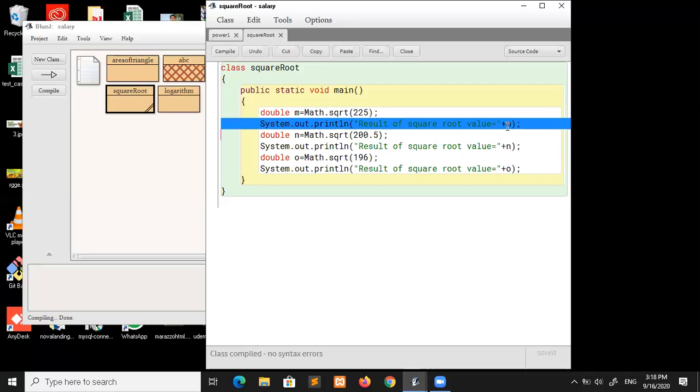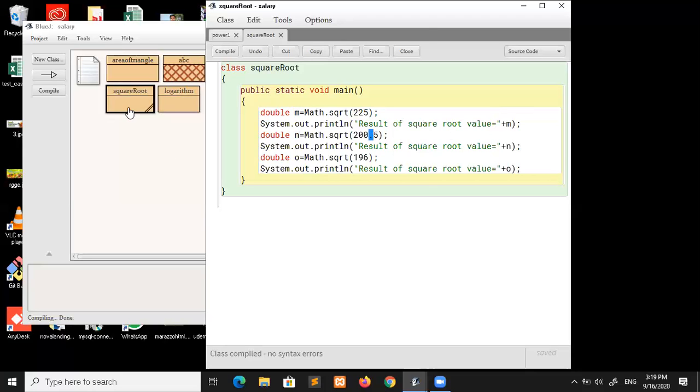Only the variable name which you are initializing at the initial one should be specified at the end, n. So over here this is 200.5, and the third case I have taken as 196. So I have shown you two positive numbers and one with a decimal number. Now I'll show you the execution.